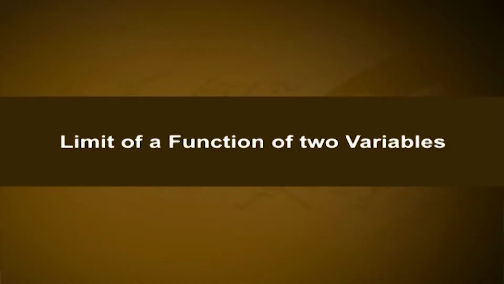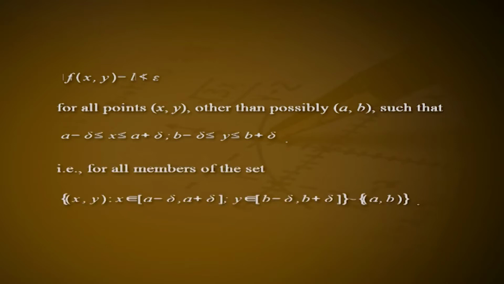Limit of a function of two variables. A function f is said to tend to the limit L as (x, y) tends to the point (a, b) if corresponding to any pre-assigned positive number epsilon, there exists a positive number delta such that modulus of f(x, y) minus L is less than epsilon for all points (x, y) other than possibly (a, b), such that a minus delta less than or equal to x less than or equal to a plus delta, b minus delta less than or equal to y less than or equal to b plus delta.